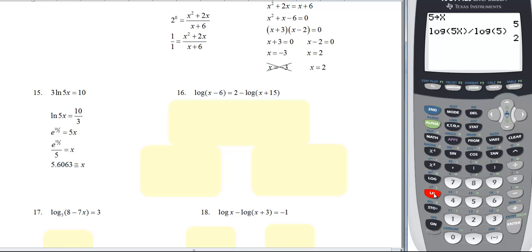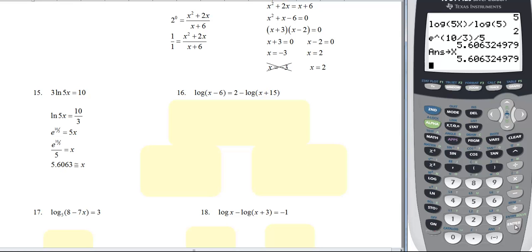Let's see, second e raised to the 10/3. And then divide that by 5. And there's my answer. Let's store this one, because I'm going to go back to the original, and I do like those that have base e and base 10 because I can check them real quick in the calculator. So 3 natural log, let me put 5x, and let's see if we end up with 10. And there it is. So I put a little check there.